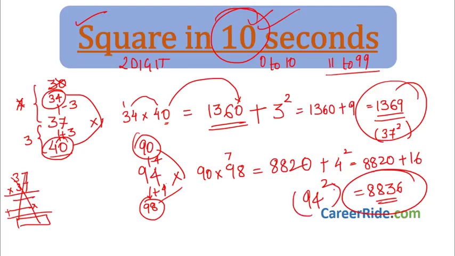See how easily you got the square. Even when you don't know the formula or the trick, it will take you only 15 to 20 seconds. Once you practice a little bit, it will surely take you 10 seconds or less. Okay, moving on to the second trick.